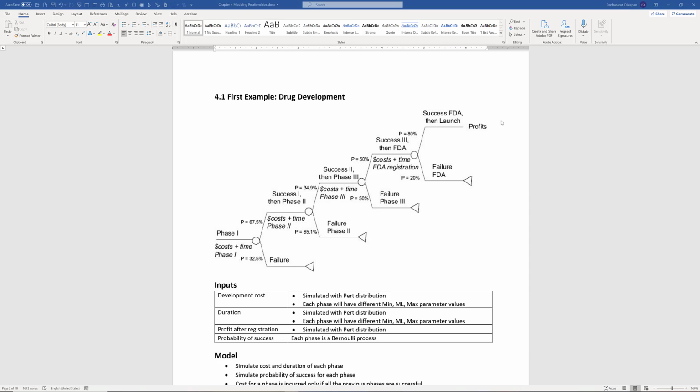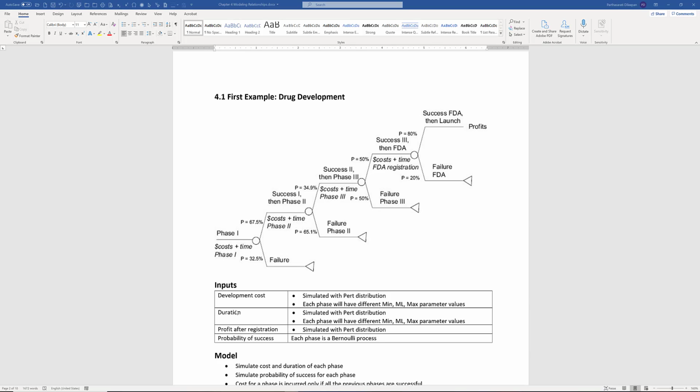What we have to do now is take all these cash flows and discount them back to present time. Once again, we need to model it in such a way that if there is a failure at any given stage, then future stages are abandoned, and therefore cash flows will be zero. So this is the basic idea about the model.